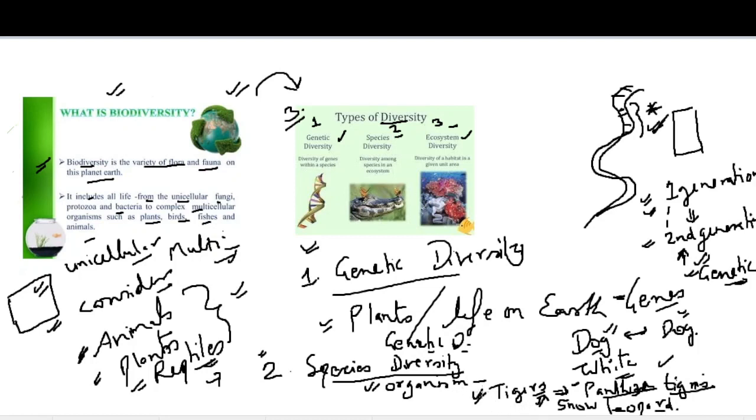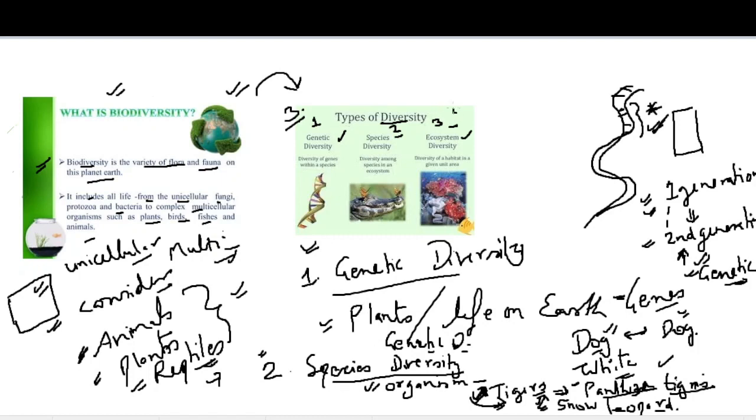But at the genetic level, these tigers are different from the snow leopard. But at the family and species level, they are both... sorry, at the species level they are the same. So there are different varieties, different diversity at the species level in the same family, Panthera. Okay, now you have understood the species and the genetic diversity.